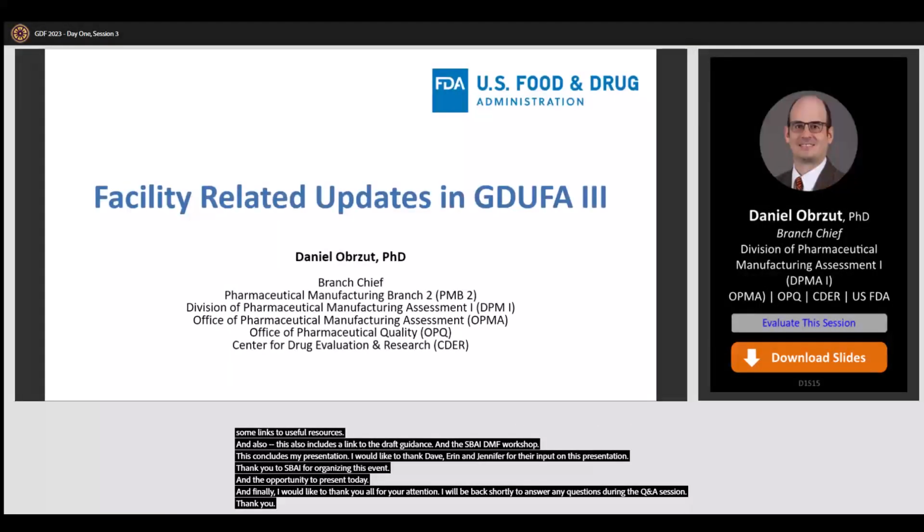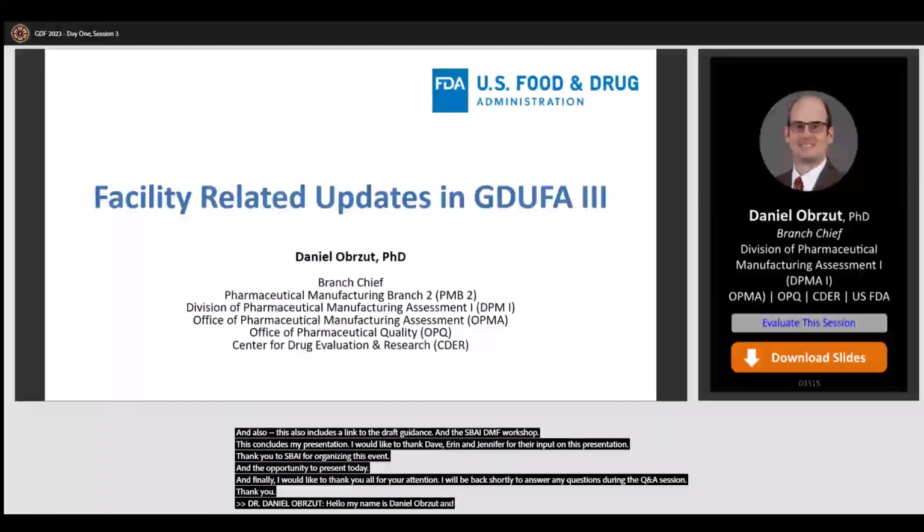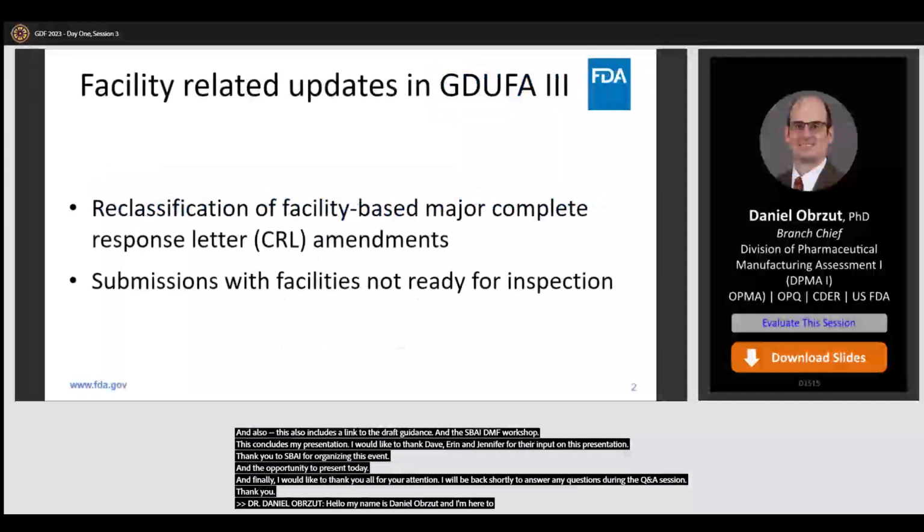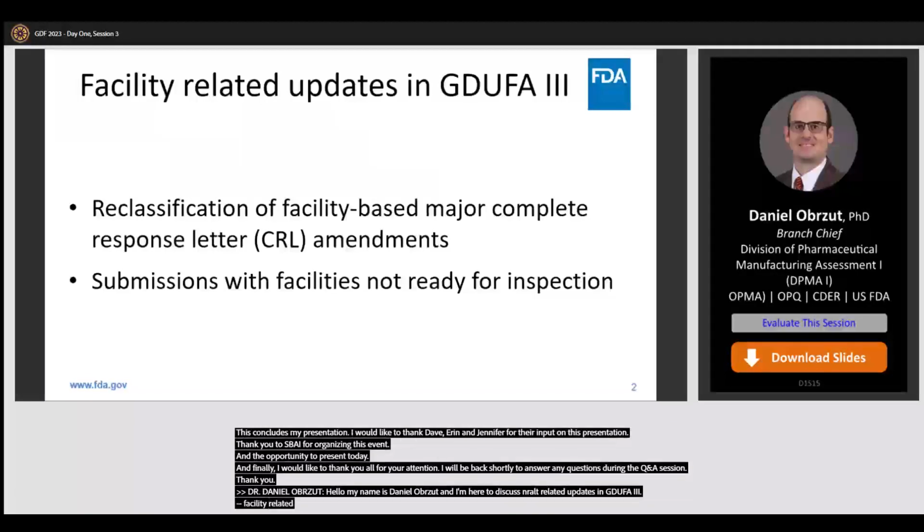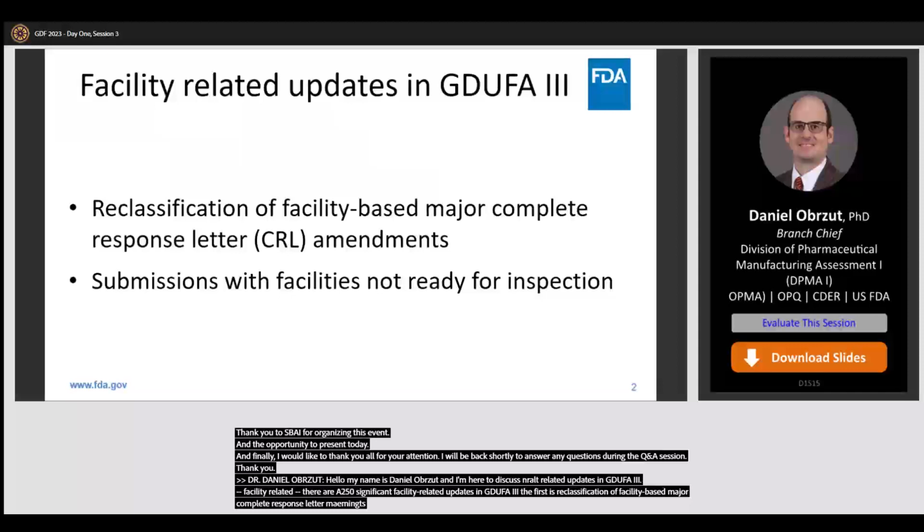Hello, my name is Dan Upjut, and I'm here to discuss facility-related updates in GDUFA III. There are two significant facility-related updates in GDUFA III. The first is the reclassification of facility-based major complete response letter amendments. The second is related to goal dates on submissions with facilities not ready for inspection.